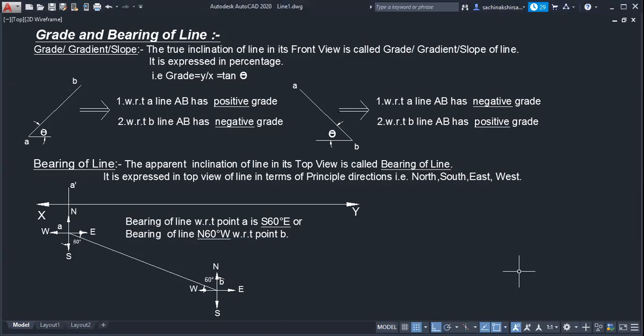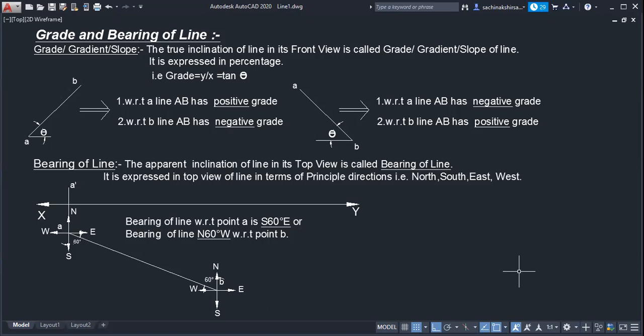So what is theta and what is grade and bearing of line? Will you tell what is grade and bearing of line? Grade is theta and bearing is indirect beta. Very good. Grade is theta. Theta is nothing but the true inclination of the line in the front view. And what is bearing? Bearing is nothing but indirect beta. 90 minus that angle will give beta. That's why it is called indirect beta.